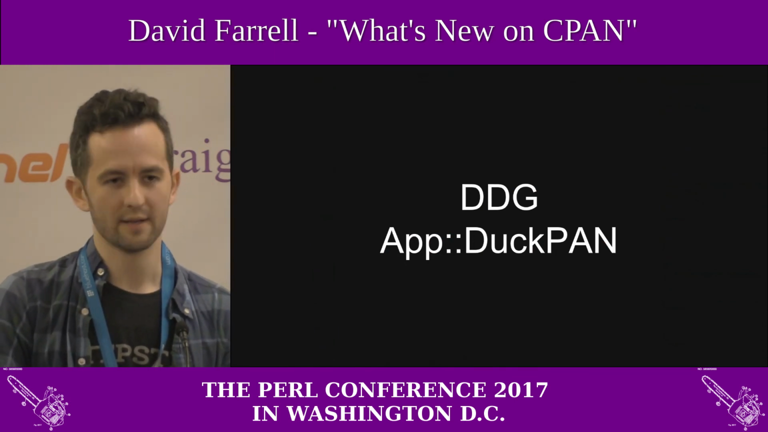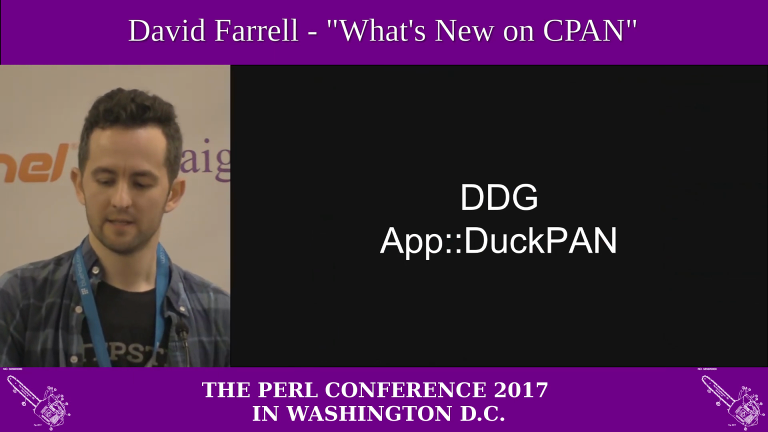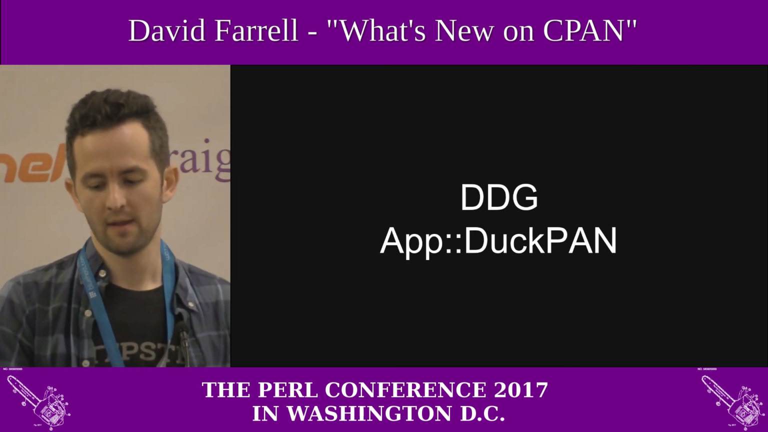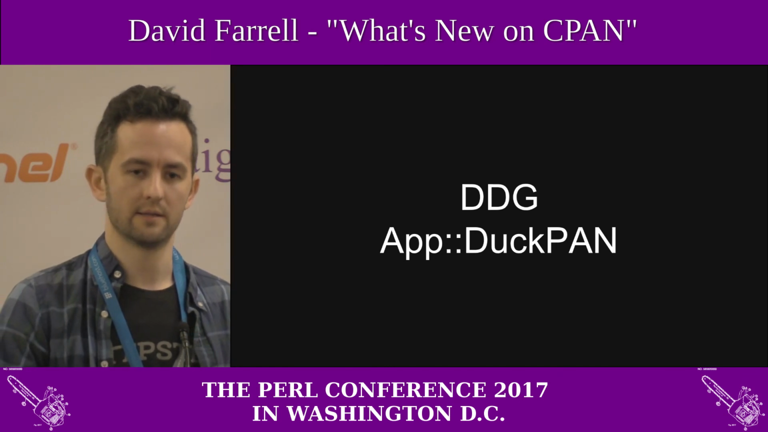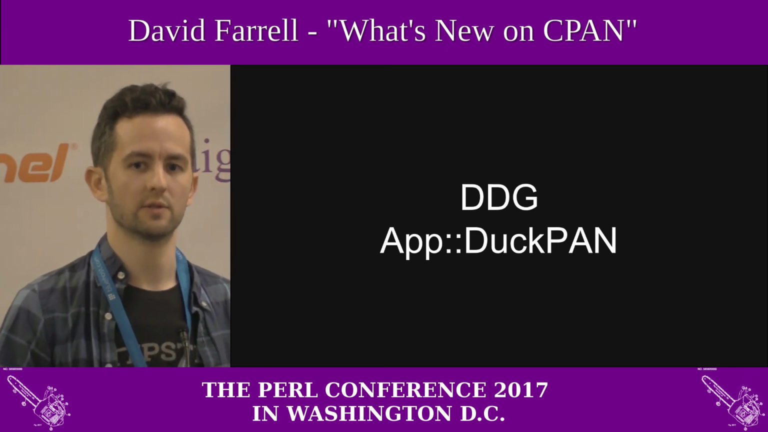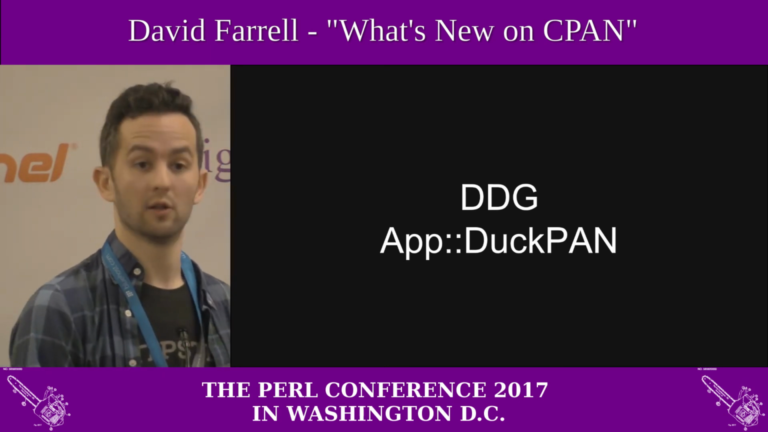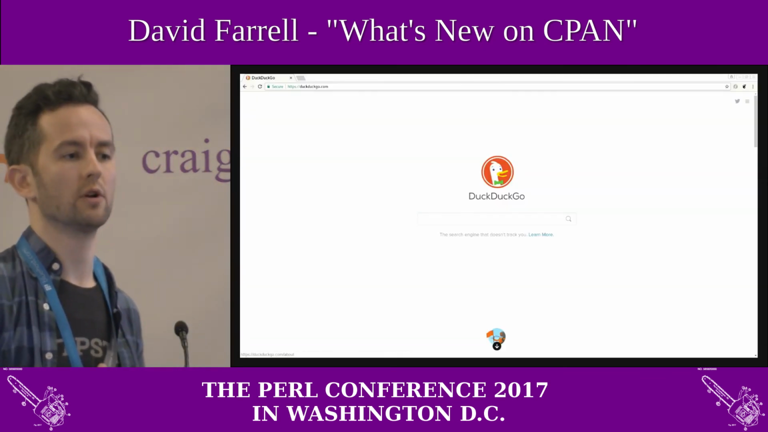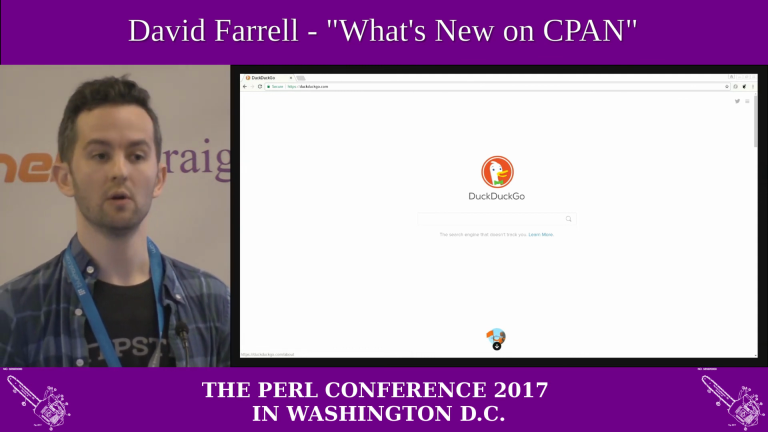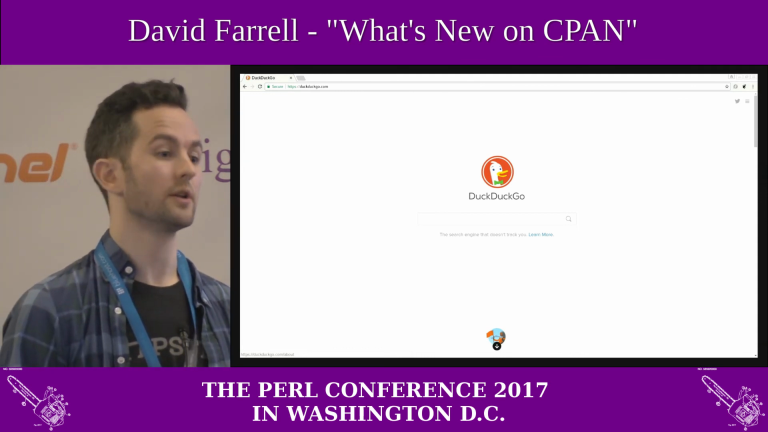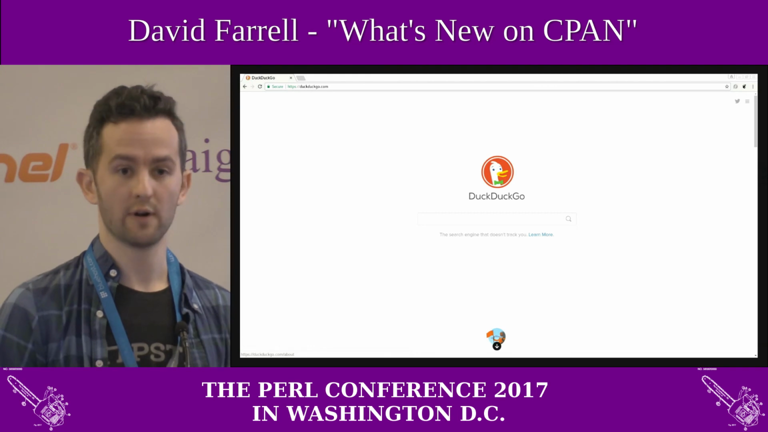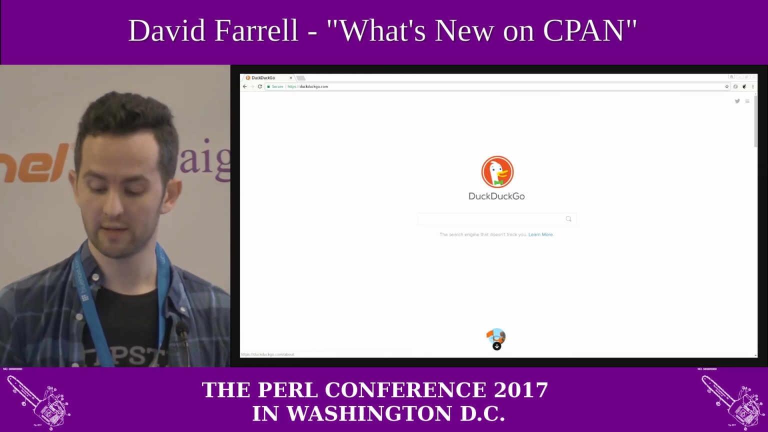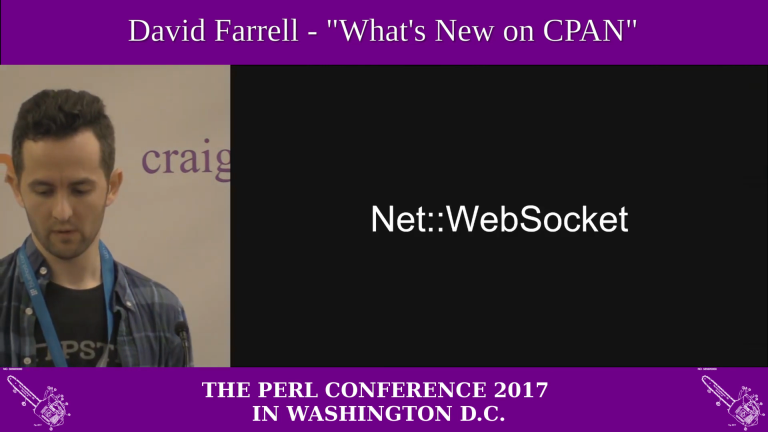Okay, I'm almost out of time. I've just got a couple more slides. DDG is the open source component of DuckDuckGo's search engine, and App DuckPAN is the kind of installation software they use to download and install all of that locally on your machine. It's really cool because once you've got all that stuff, you can run your local version of DuckDuckGo. They have a whole plugin system. You can write your own plugins. They're a very friendly community, and they're very Perl friendly too. So check that out if that's something that interests you.